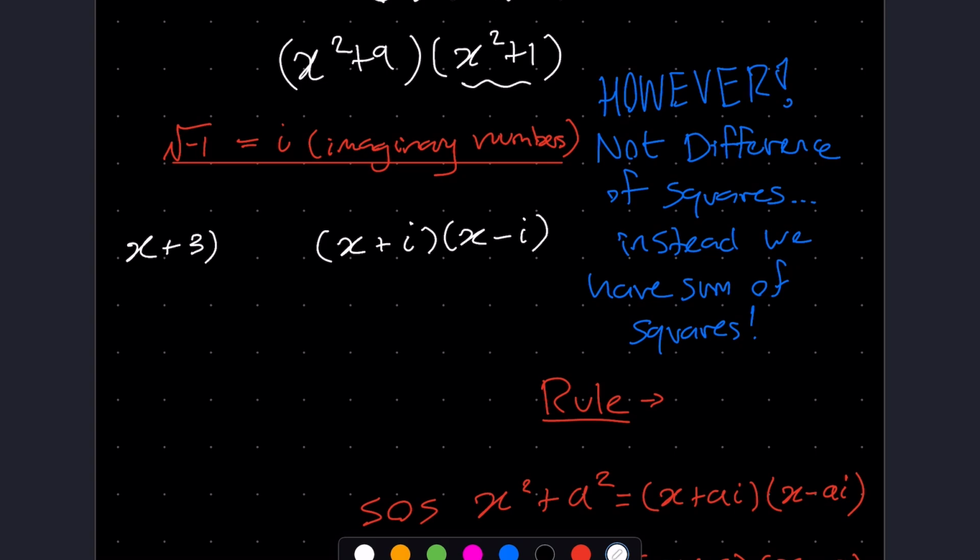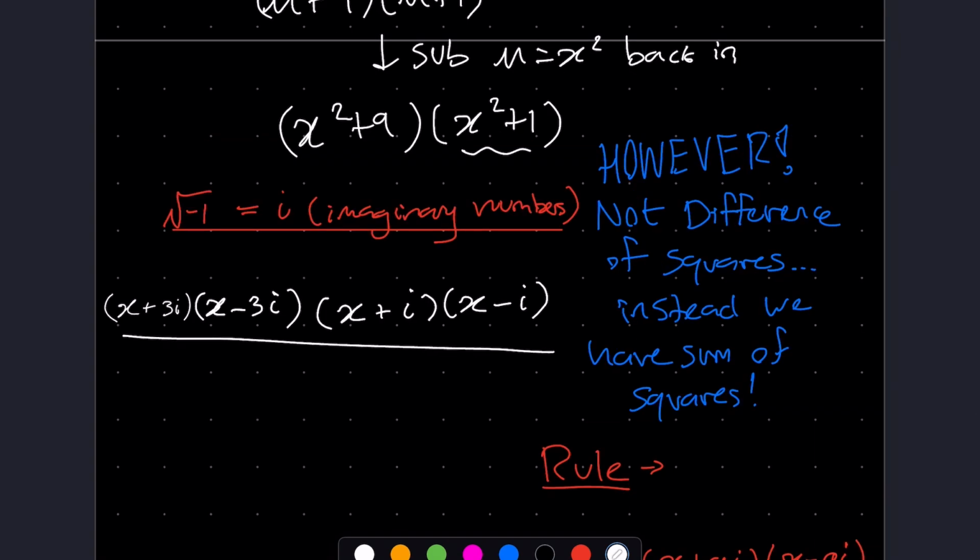Now remember that x squared minus 1 is also a difference of squares, because 1 is a perfect square. If you root it, it's also 1. So watch out for that whenever you have x squared minus 1 or x squared plus 1. And now I'm just going to do the same for the x squared plus 9 on the other side. And ta-da. This is our final answer.